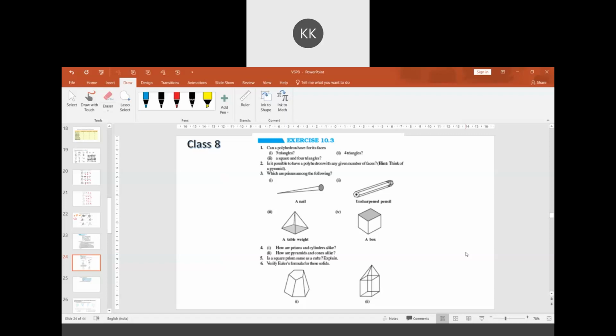We will have a base open, it will become a tetrahedron, isn't it? 4 triangles, it's possible? Yes, sir. What about a square and 4 triangles? That is also possible. Yes, sir. Possible, sir.